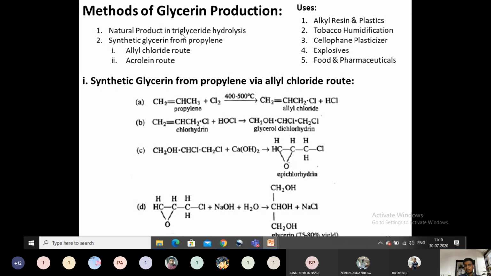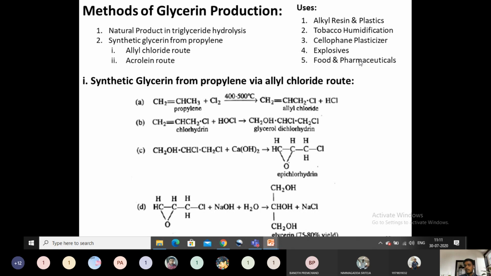Why does this glycerin need to be separated from the soap manufacturing? Because once we separate the glycerin, we can use it for other purposes, like the manufacture of alkyd resin and plastics. In the humidification of tobacco, glycerin can be used. In the manufacture of cellophane, glycerin can be used as a plasticizer. In the manufacture of nitroglycerin, trinitroglycerin, as explosives. We can use glycerin in the manufacture of food grade products or pharmaceutical products, as an ingredient. So glycerin has many uses.